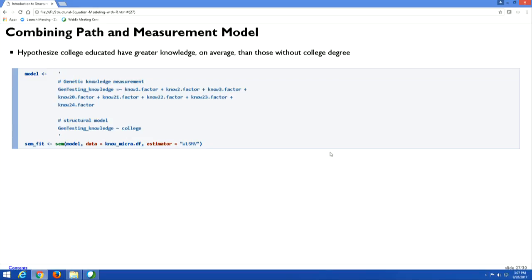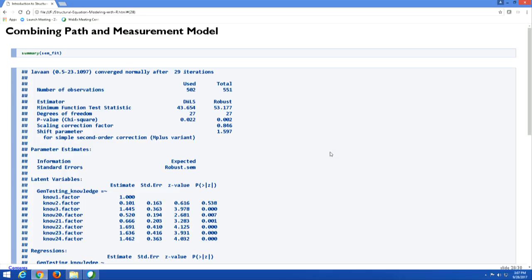And then I'm using the SEM function like I did before. I'm specifying what object is the model. I'm reading the raw data set directly. And in this case, since we have a measurement model that consists of categorical or binary variables, and the structural model has a continuous latent construct but a dichotomous dependent variable, I'm using the weighted least squares with an adjustment for non-normality. And this is the output we get.